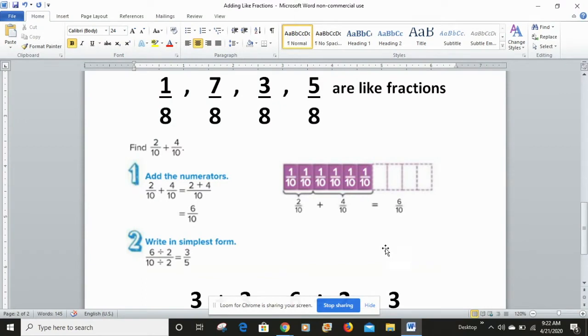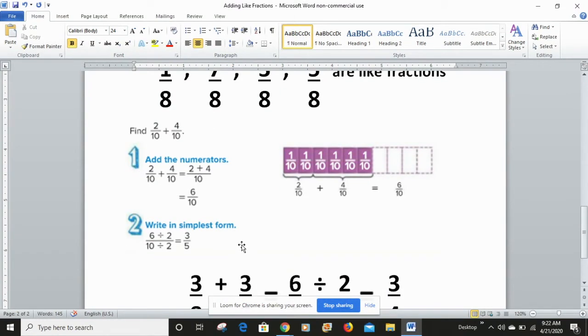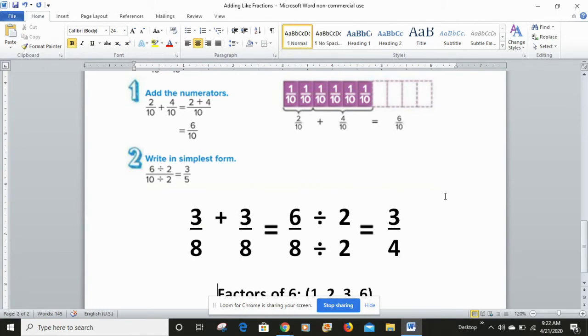Then one last step is we have to write that fraction in simplest form. 6/10 is not in simplest form. And remember, simplest form is just the easiest way that we can picture or think about what that fraction is or looks like. So we use the greatest common factor. In this case, it's 2, so we divide 6 by 2 equals 3, and 10 divided by 2 equals 5. So 2/10 plus 4/10 equals 6/10, and 6/10 in lowest terms is 3/5. Let's look at one more.